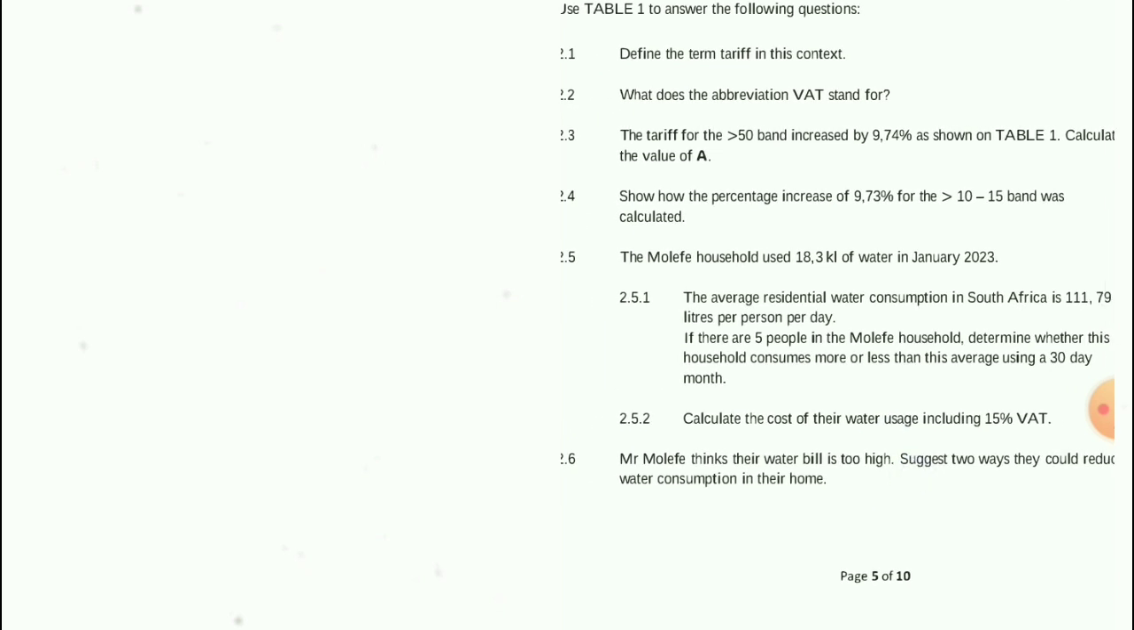I'll do another one. 2.5. The Mulife household used 18.3 kl of water in January 2023. Guys, I always say that you have to read the question carefully on Maths Lit. If you don't read the question carefully, you're going to get it wrong. 2.5.1. The average residential water consumption in South Africa is 111.79 liters per person per day. If there are 5 people in the Mulife household, determine whether this household consumes more or less than this average using a 30-day month.